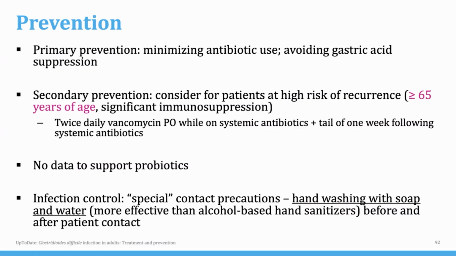And the last thing, of course, is a plug for infection control. This is really our main tool for C. diff prevention at this point. And the recommendation is for contact precautions. In some facilities, you may see this termed as special contact precaution. That's because you need to be doing hand washing with soap and water. This is more effective at killing the spores from C. diff than alcohol-based hand sanitizers. And this should be done before and after patient contact.